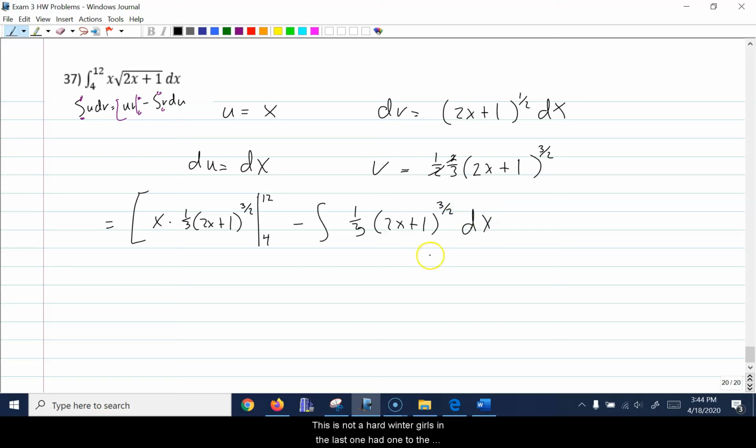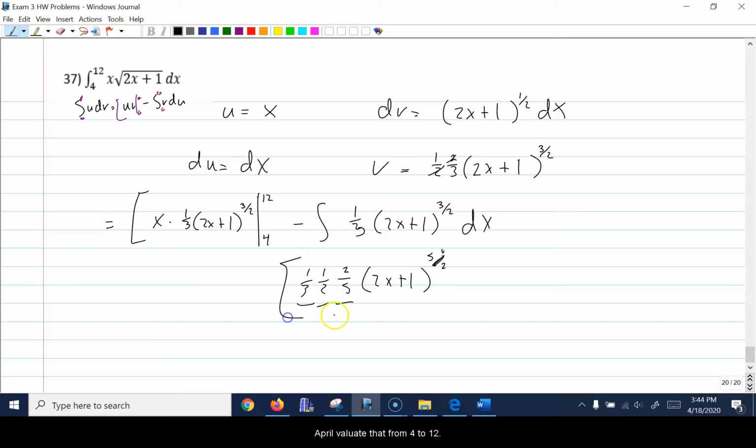Okay, this is not a harder integral than the last one. Add 1 to the exponent and get 5/2. Divide by that new number out front, get 2/5. Also divide by that 2. I get a 1/3 and a 2/5 and a 1/2 from different places. This from the power rule, this from the chain rule, this from there was a constant out front. Stuff inside is still 2x plus 1. Need to evaluate that from 4 to 12.